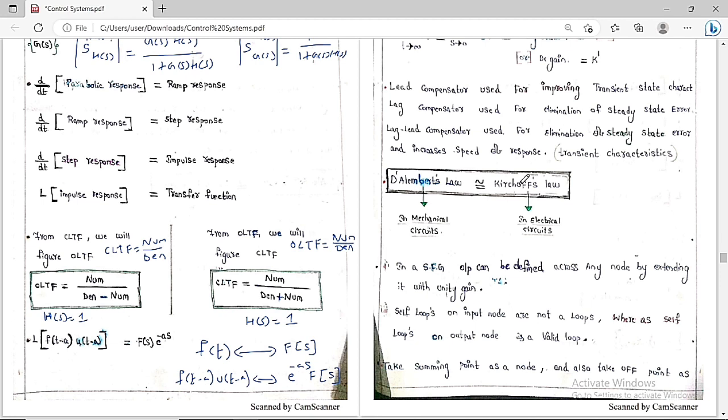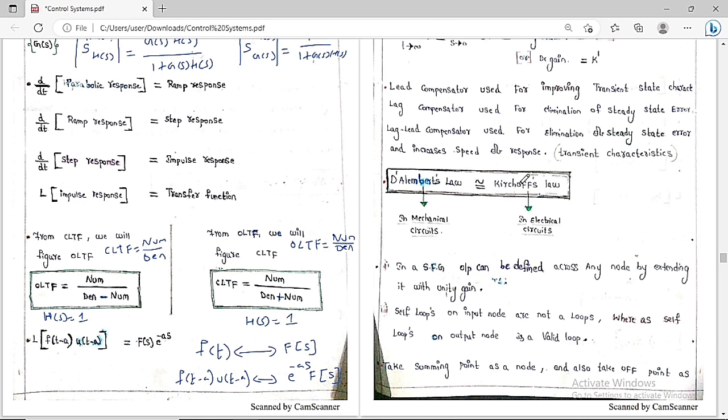The next point is, in a signal flow graph, output can be defined across any node by extending it with the unit gain. So in the case of a signal flow graph, output can be defined across any node just by extending that node with the unit gain. Always remember this.